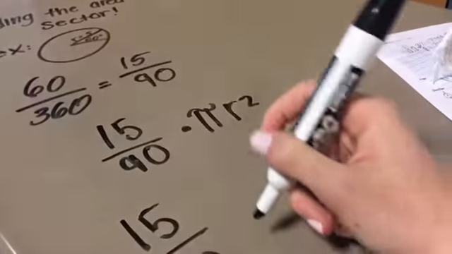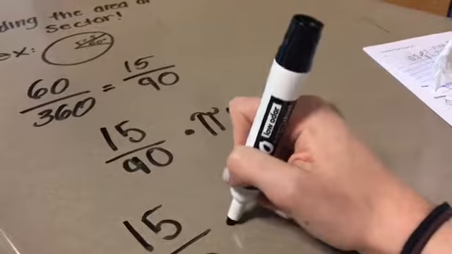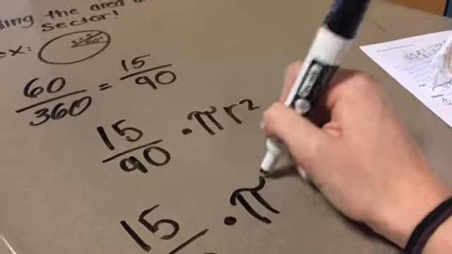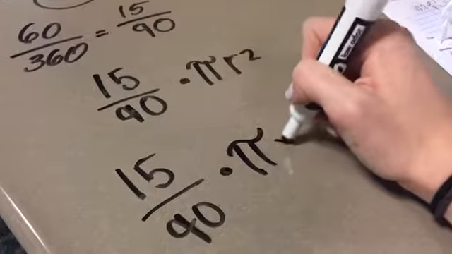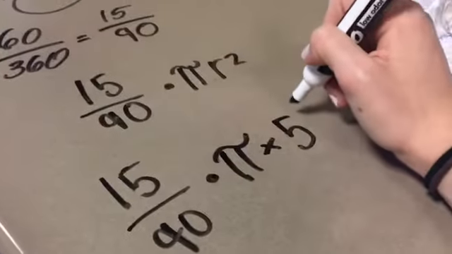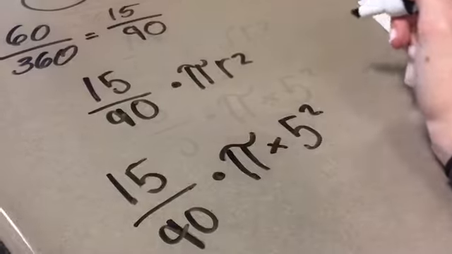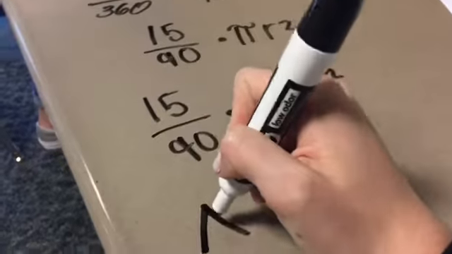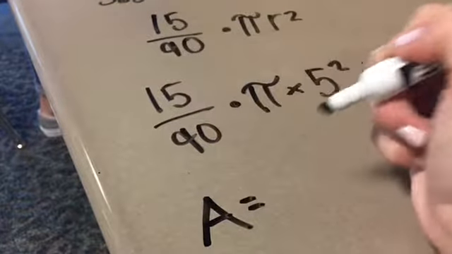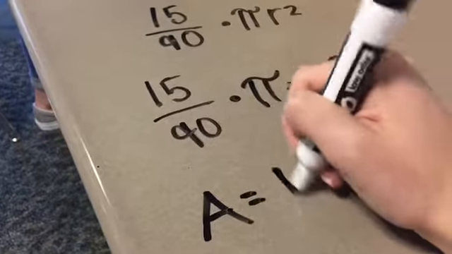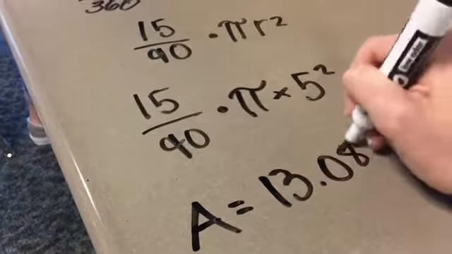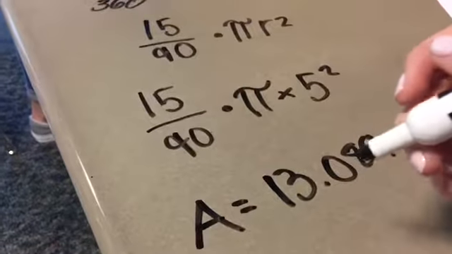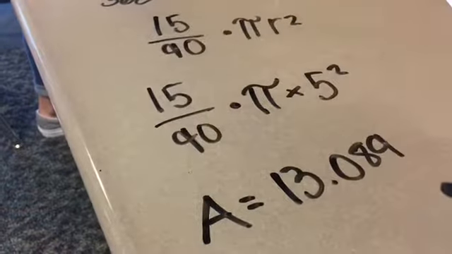And now we're putting 15 over 90 times pi times 5 squared, because 5 is our r. And so once you put that all in your calculator, all together, the exact equation that we just wrote on the desk, it will equal 13.089 if you do it correctly.